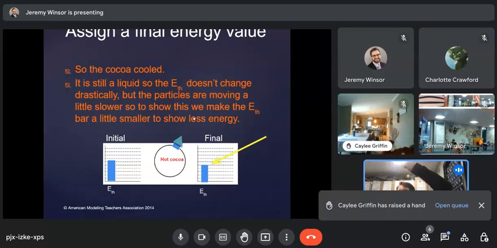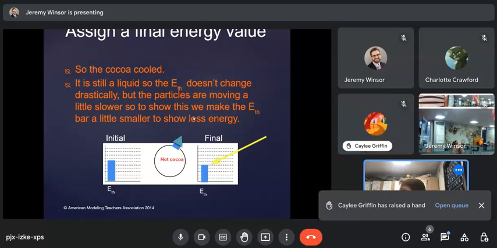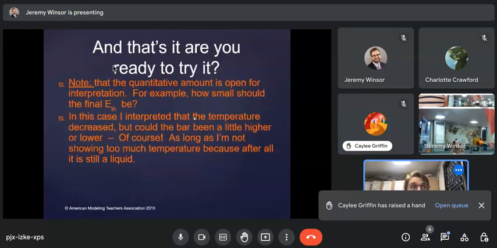If I pick up that cup and I put my hand on the counter, what am I going to notice? Oh, the counter's a little bit warm, meaning that some of that energy went where? Oh, into the counter itself. So energy is leaving the hot cocoa and it's going someplace else. Okay?